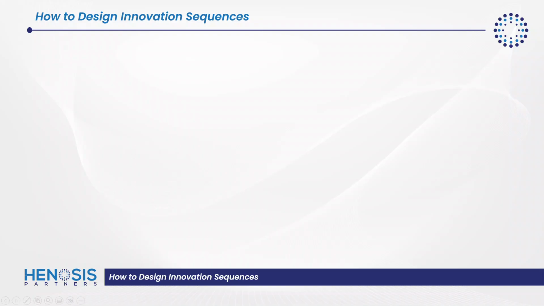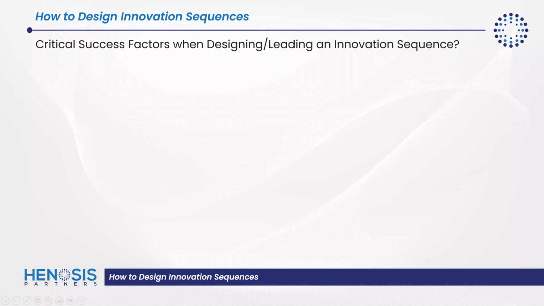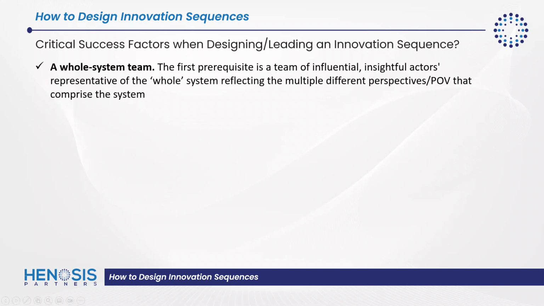We conclude this episode by sharing the critical success factors when designing and leading an innovation sequence. The first prerequisite is to assemble a team of influential, insightful actors that are representative of the whole system, reflecting the multiple different perspectives and points of view that comprise the system.